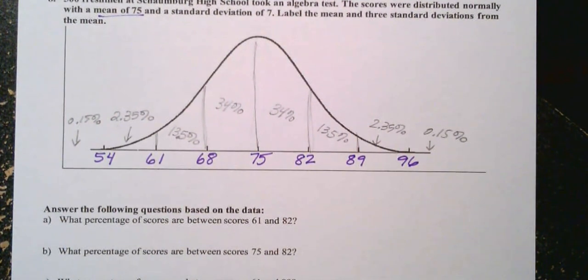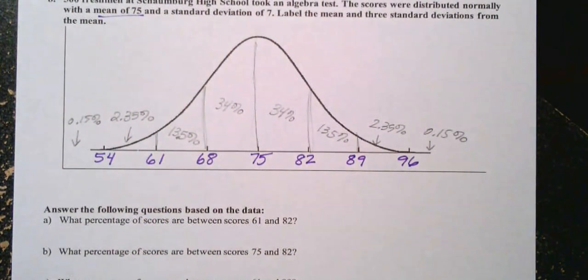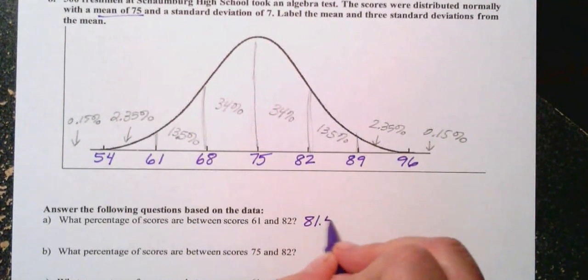Okay, what percentage of scores are between the scores 61 and 82? Well, these two are 68 together, plus 13.5, that's 81.5%.